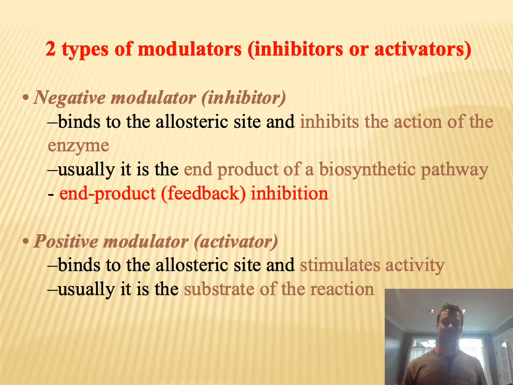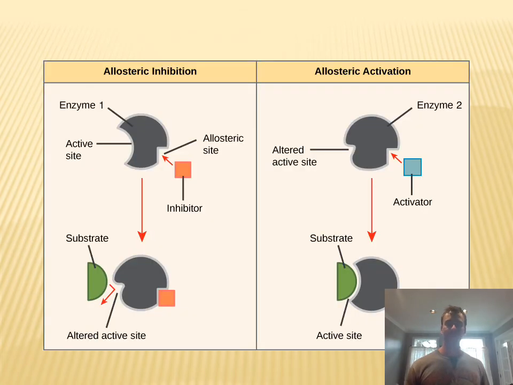You can also have a positive modulator or an activator. It can bind to the allosteric site and stimulate activity. This is usually the substrate of the reaction to push forward the biosynthetic pathway. Here's an example or picture of inhibition versus activation. So in the case of inhibition, the inhibitor binds to the site such that the substrate can't bind as easily, whereas in activation, the activator binds to the allosteric site and opens up that pocket and provides the ability of the enzyme to bind the substrate better to push the reaction forward.